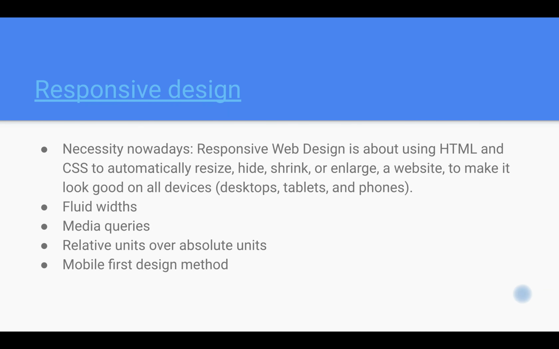So, first thing we need to touch on is responsive design. Necessity nowadays requires that we have responsive design. And responsive web design is about using HTML and CSS to automatically resize, hide, shrink, or enlarge a website to make it look good on all devices, such as desktops, tablets, and phones. This requires us to look at fluid widths, media queries, and examine relative units over absolute units. And we want to particularly select a mobile-first design method.